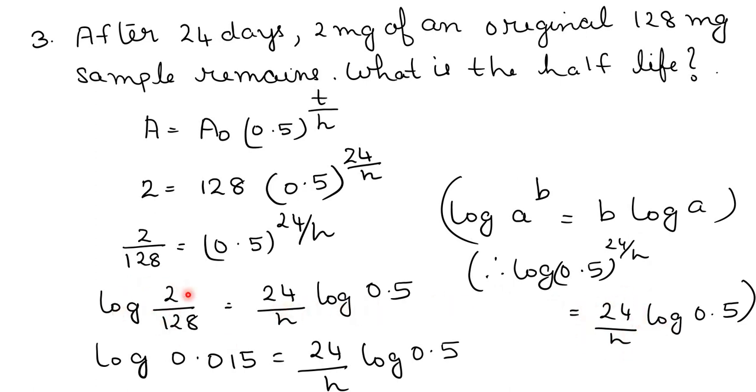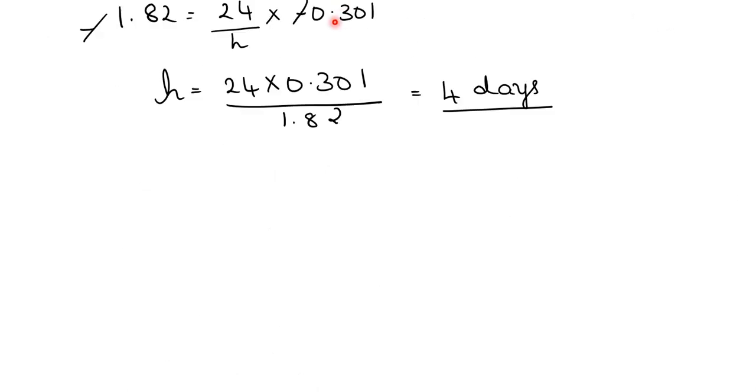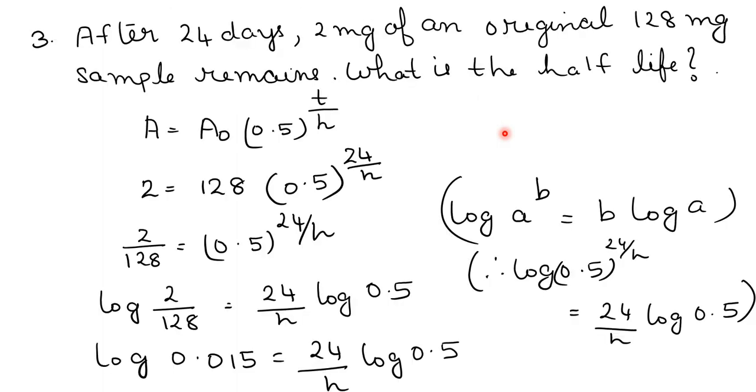Now the log of this, first we have to solve this. So this is 0.015. So log 0.015 is equal to 24 by H log 0.5. Log 5 is 0.301 and this is the other log, so both are getting cancelled. From this, H will be equal to 24 into 0.301 divided by 1.82, which is equal to 4 days. So for solving this alone, you have to take log. But for finding out the remaining substance, it was very, very easy. We didn't have to go to log.